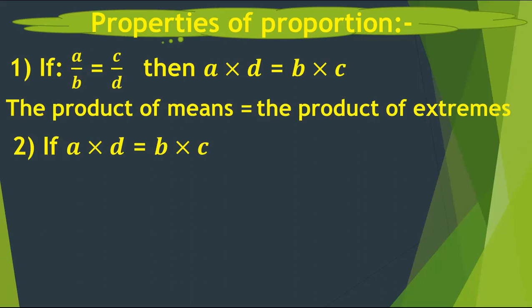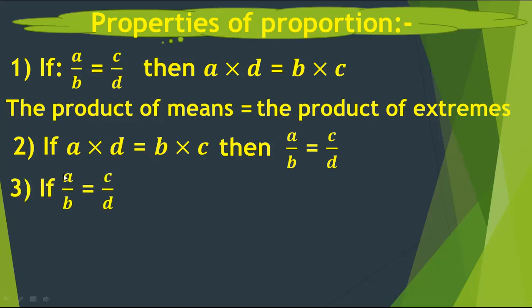Number 2: if A times D equals B times C, as we said in the first one, then A over B equals C over D. And also A over C equals B over D. Number 3: if A over B equals C over D, then A over C equals B over D.